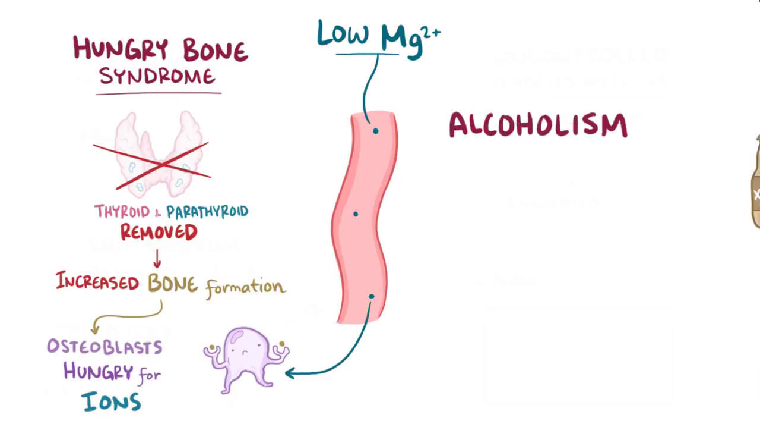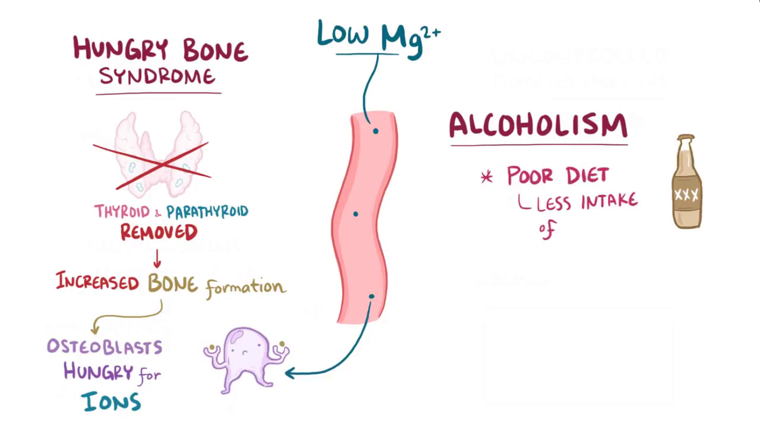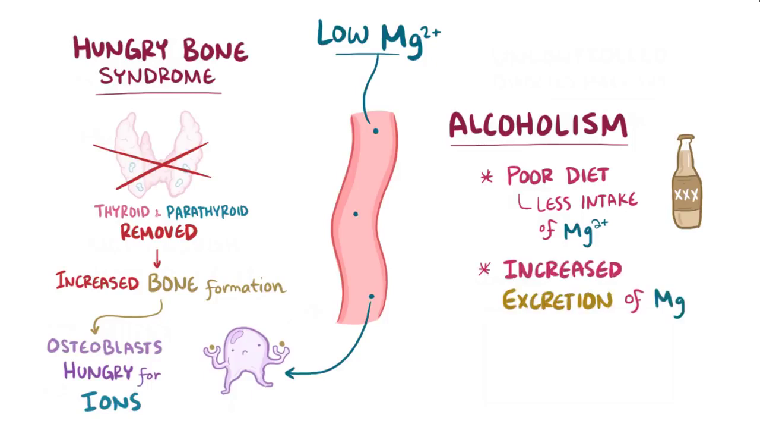Another one is alcoholism, which offers kind of a mixed picture, because often these individuals have a poor diet, which means there might be low magnesium intake. But in addition, alcohol also increases renal excretion of magnesium.